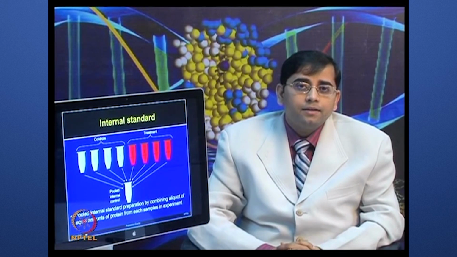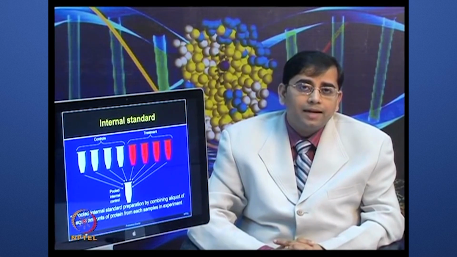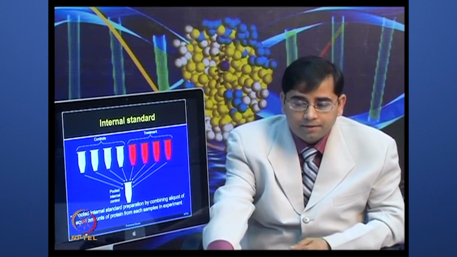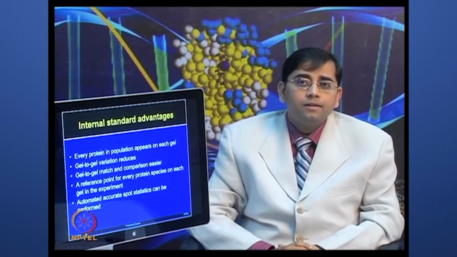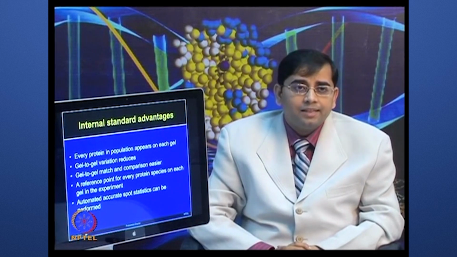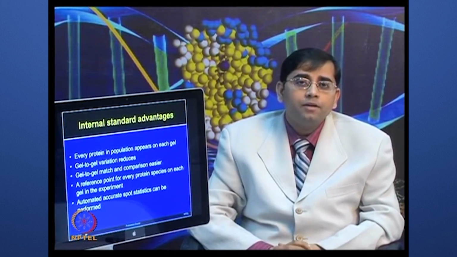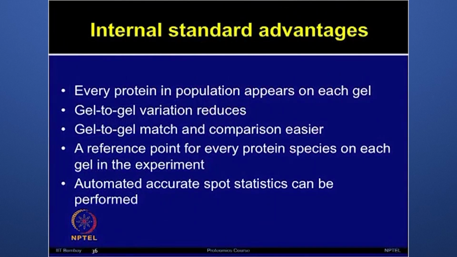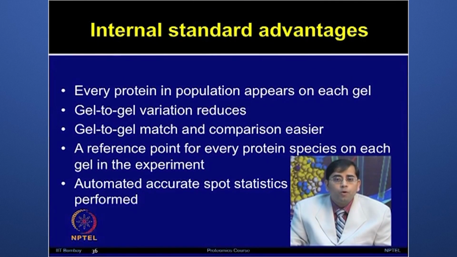Now, the Cy2 dye you are going to label with this pooled sample, so that can be used as an internal standard. This internal standard has many advantages, and this is actually one of the major successes of how 2D limitations have been overcome. Since every protein is present in the internal pool population, it is going to appear on your gel. So, there is a reference point for each gel already present, whether it is from any patient or any controls.